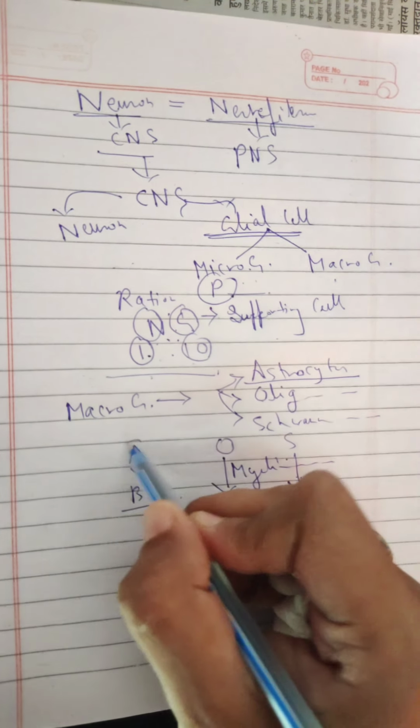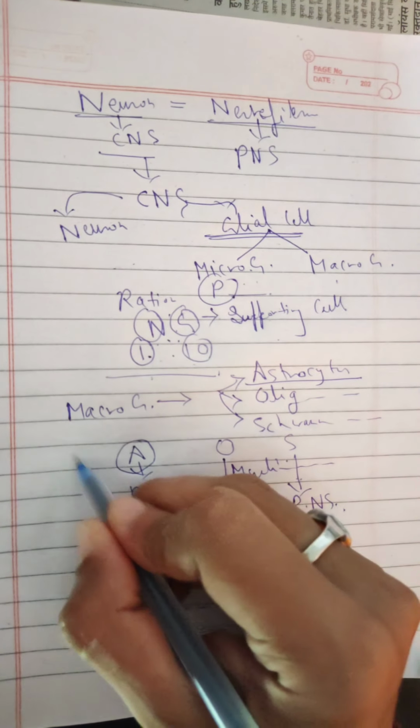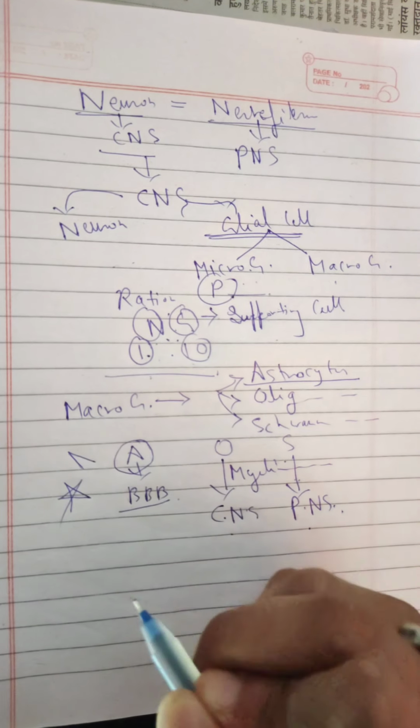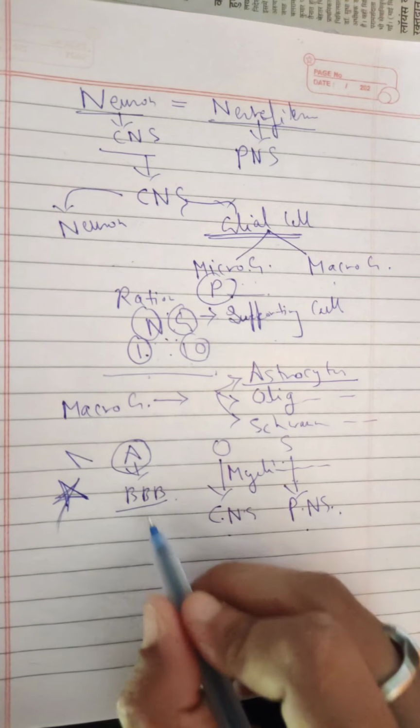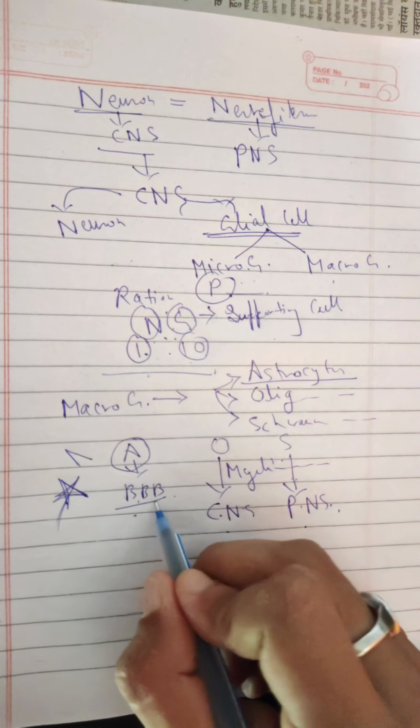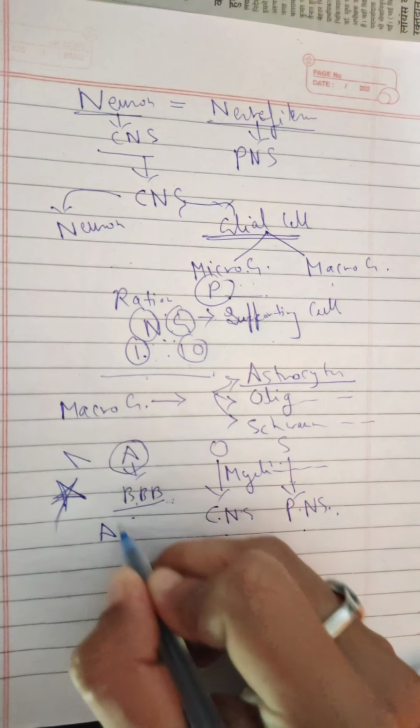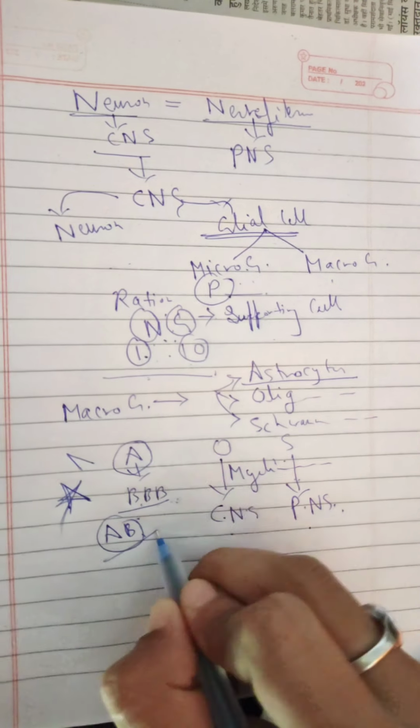As for their function, astrocyte is a star-shaped cell. Astrocyte, we write like that. That's why astrocyte is a star-shaped cell, and its function is forming the blood-brain barrier. And also this is a trick: AB, astrocyte forms the blood-brain barrier.